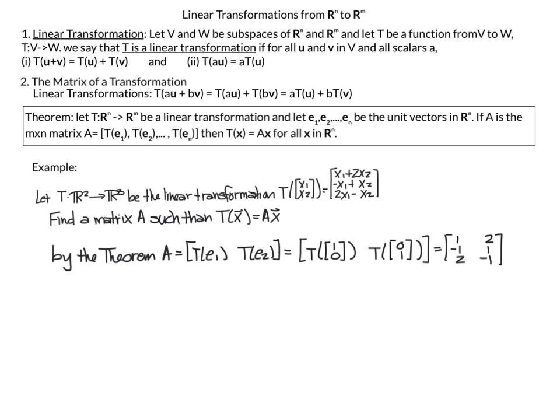So T of e1 is T of (1, 0), and T of e2 is T of (0, 1). So plugging in (1, 0) into our transformation, we get (1, -1, 2). And plugging in (0, 1) into our transformation, we get (2, 1, -1). So this is our matrix A right here. And you can verify this by multiplying the matrix A times our vector x, and we can see that after we do the matrix multiplication, we get the same as our transformation T.